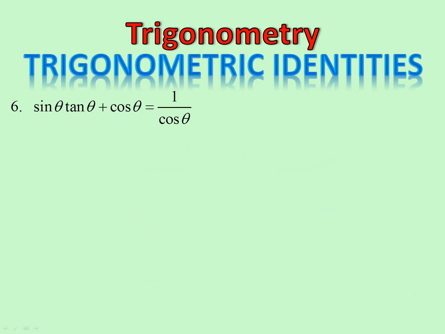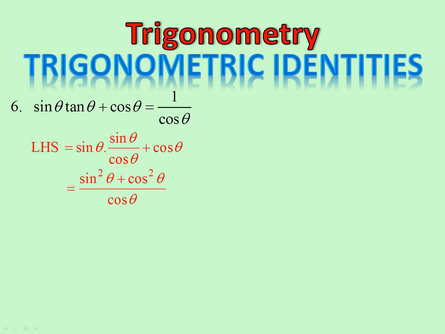Right. Left hand side. Change to sine and cos. Now we have to go the algebra way. We're going to find a common denominator. Notice once again, good old Pythagorean identity. There we are, right hand side.